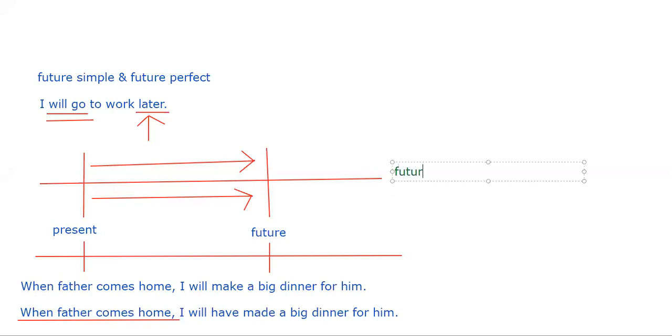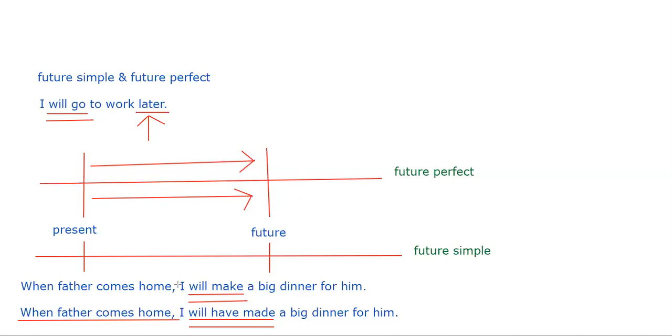Okay, so here we have the future perfect, and here we have the future simple. So, when father comes home, I will make a big dinner for him. When father comes home, I will have made a big dinner for him. So what's the difference? Okay, well, as I said, the future simple is used for actions that take place entirely in the future and at a single point in time.